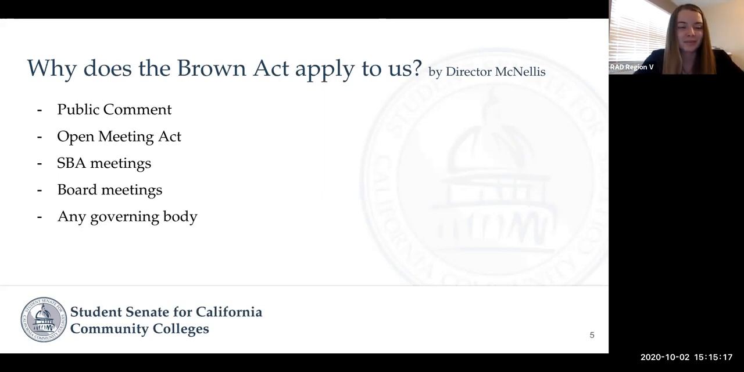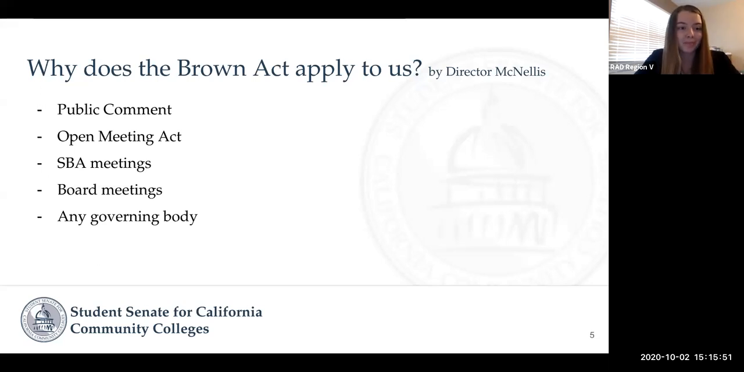So starting with number 1, public comment. This is basically the main purpose of the Brown Act and the Open Meeting Act, to allow the public to comment. So this just gives the public a chance to speak on any topic. Remember, it has to be within your jurisdiction, though. They can't speak on something that the federal government is doing and ask you to fix it when you can't do that. So again, all agendas must have an agenda item for the public to comment.